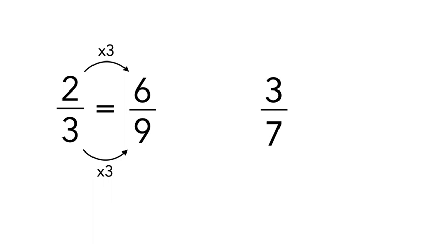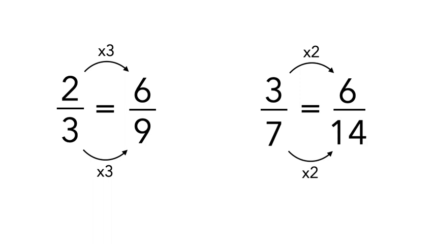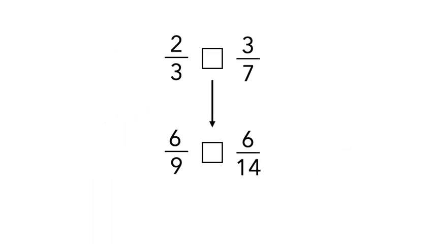What about 3/7? Well, to get our numerator of 6, we have to double the 3. So we have to double the 7 as well. And we get 6 over 14. So our original question has been transformed into 6/9 compared to 6/14. They both have a numerator of 6.